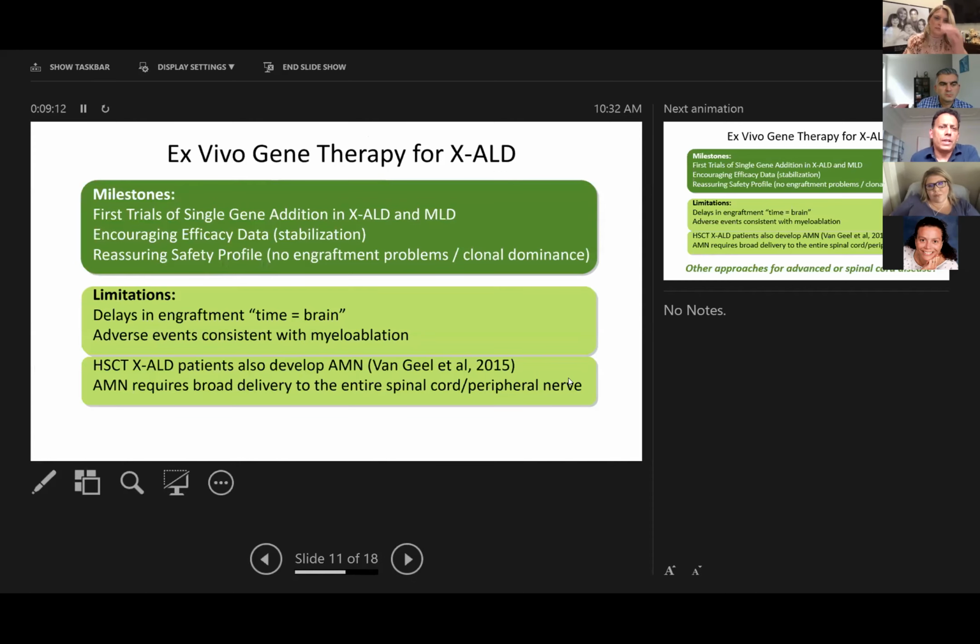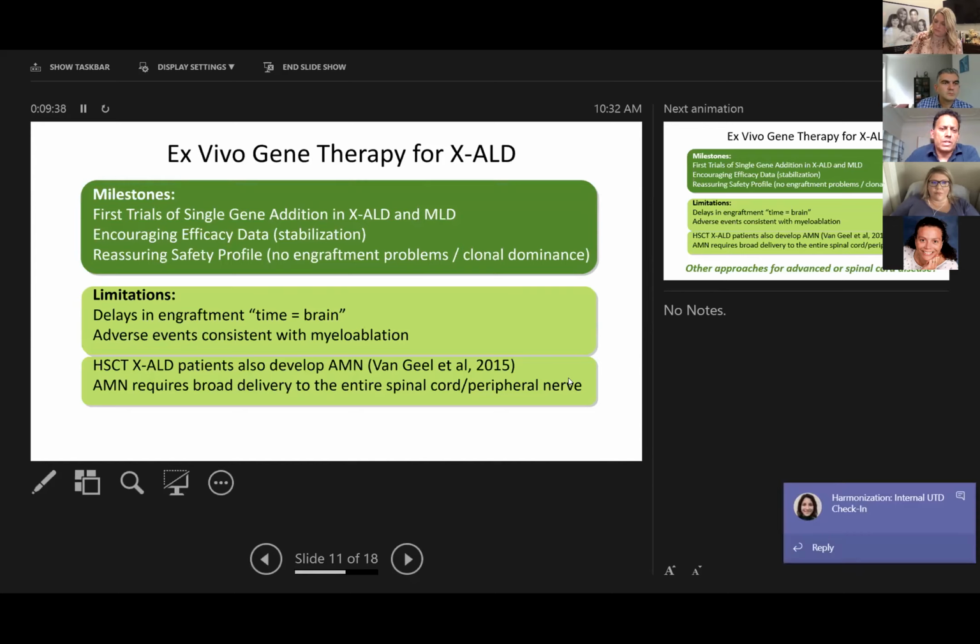So we think this is a milestone for this disease, and it's also been shown in metachromatic leukodystrophy to work very well, and will hopefully there also give rise to the first FDA-approved drug. We think there's encouraging efficacy data, and we're also reassured by the fact that we have not seen any clonal dominance in the side effects we see.